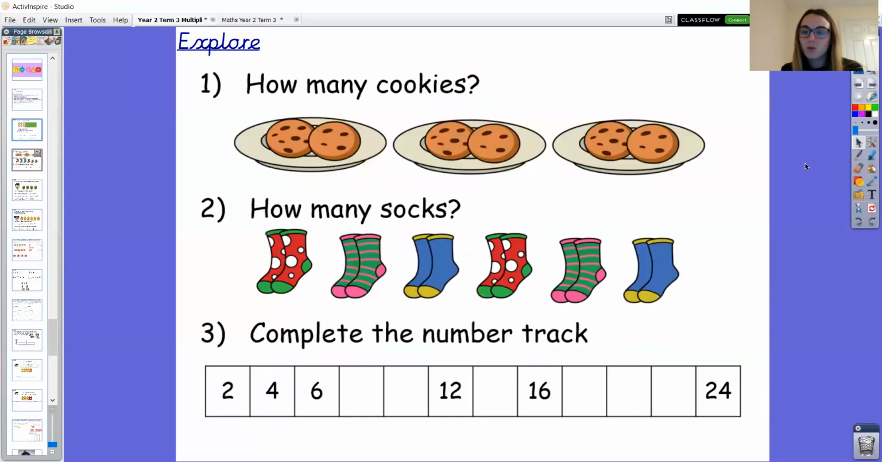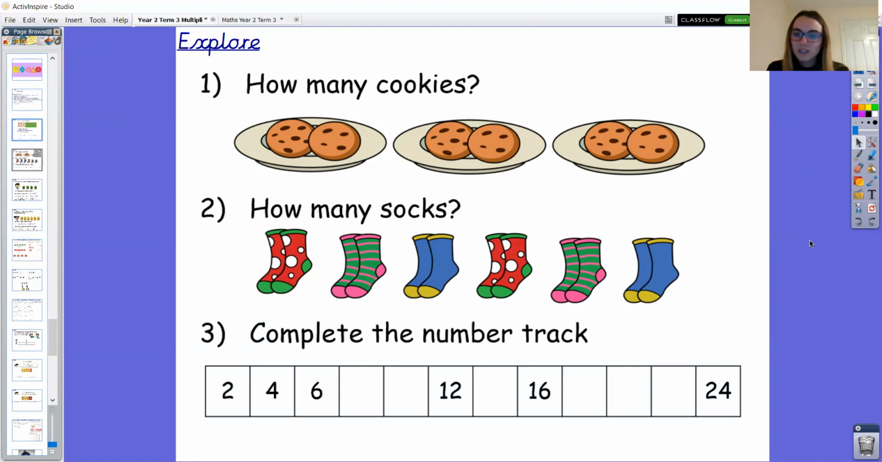Okay, so we're going to move on to our Explore now. Our Explore is a little bit of a review of our place value learning, thinking about counting in multiples. So what I'd like you to do is pause the video here and count how many cookies, how many socks, and complete the number track, counting in multiples of 2.